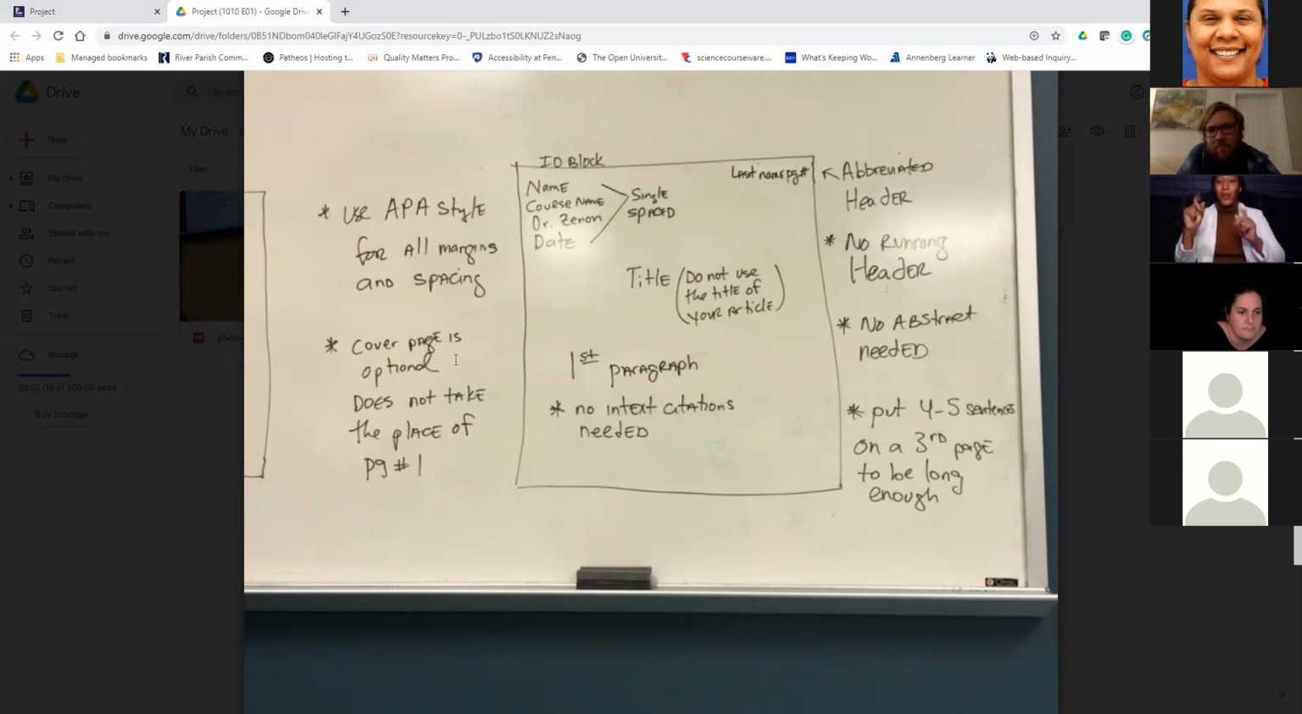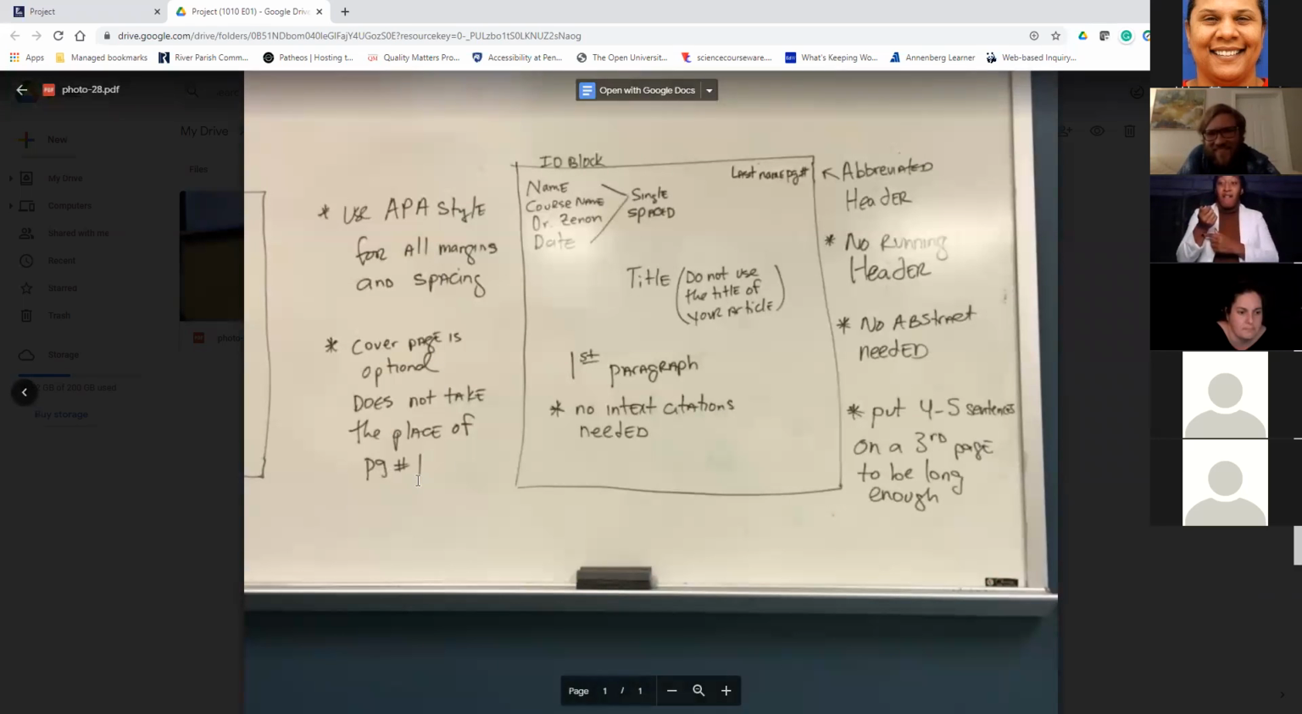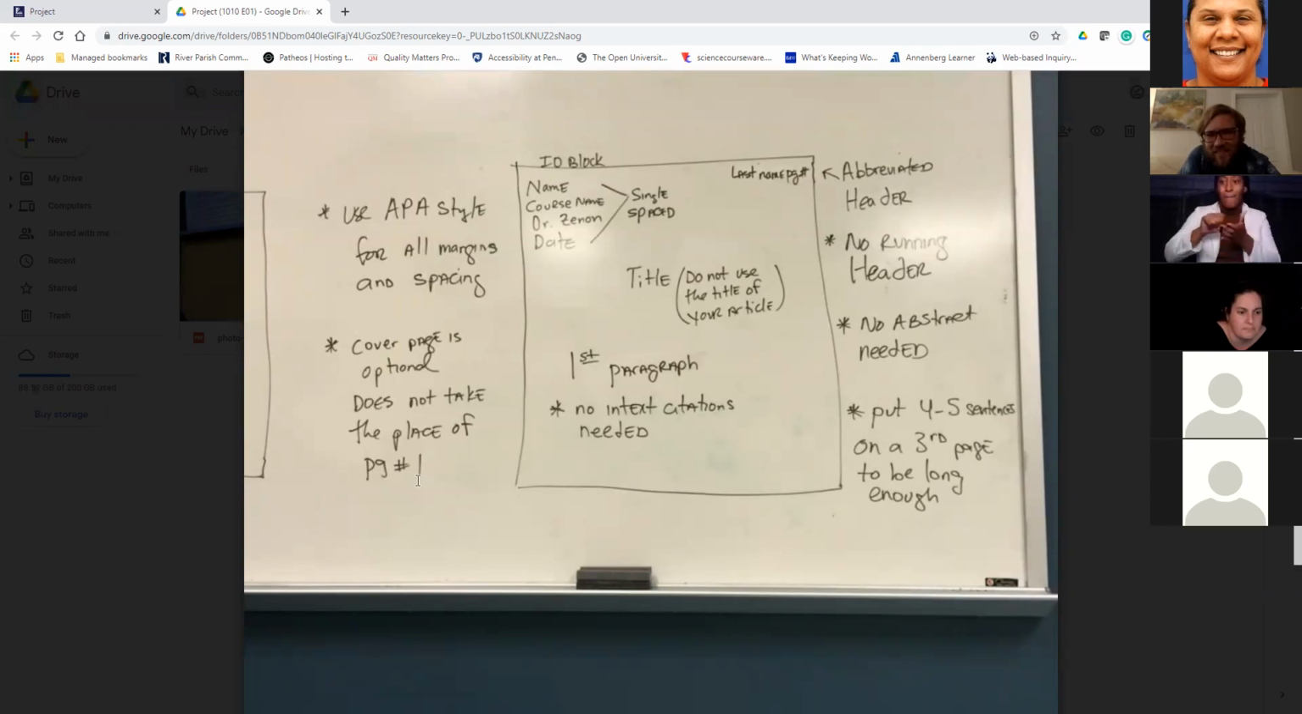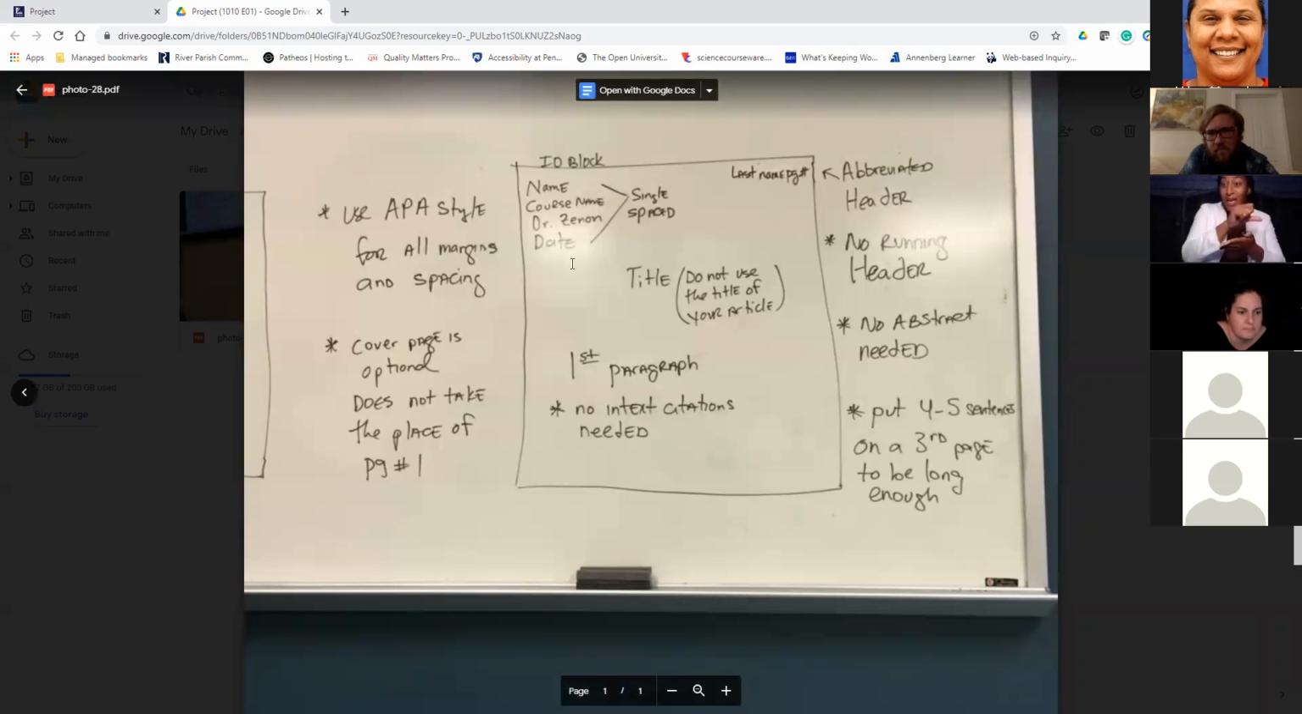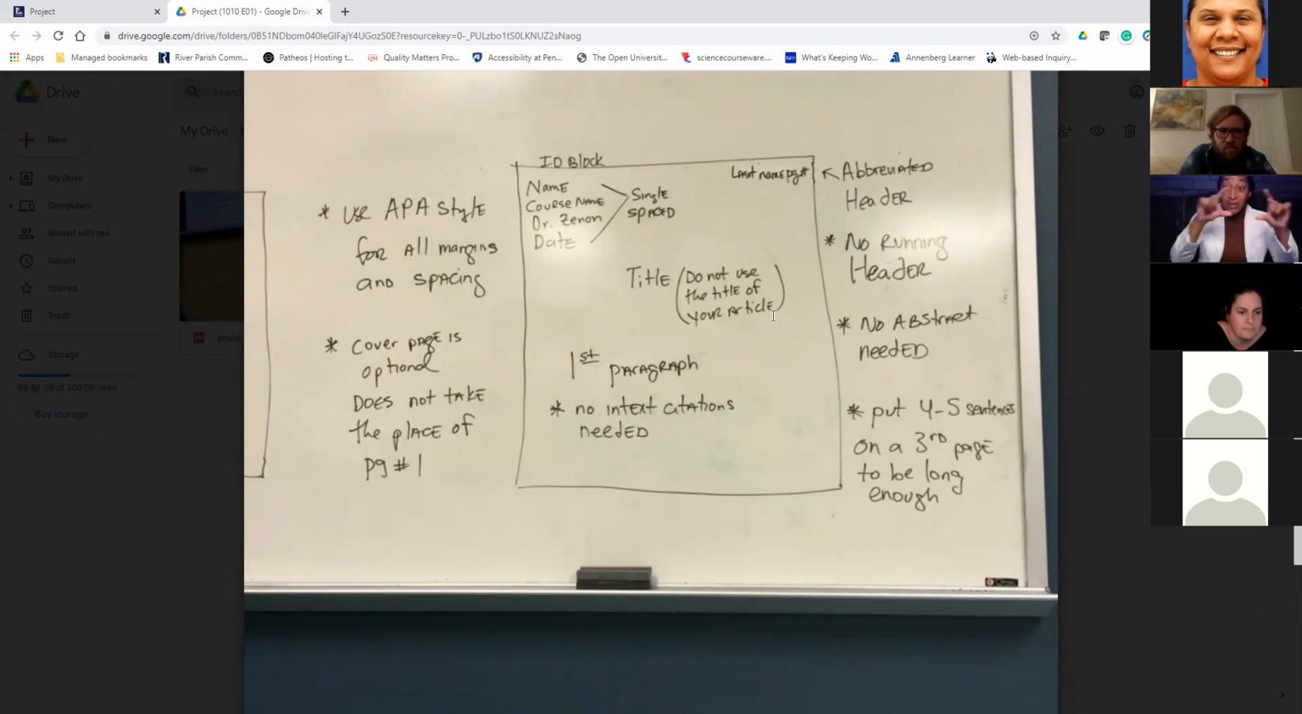Great. All right. So a cover page is optional. In fact, I would advise you not to do a cover page. I know APA has that beautiful cover page, but remember, we are only using portions of APA and not the full APA. So if you do a cover page, I'm not even going to look at it. What I'm going to look at is, did you properly put an ID block as I asked you to? Did you use an abbreviated header? Did you give your summary a title and not the title of the article?